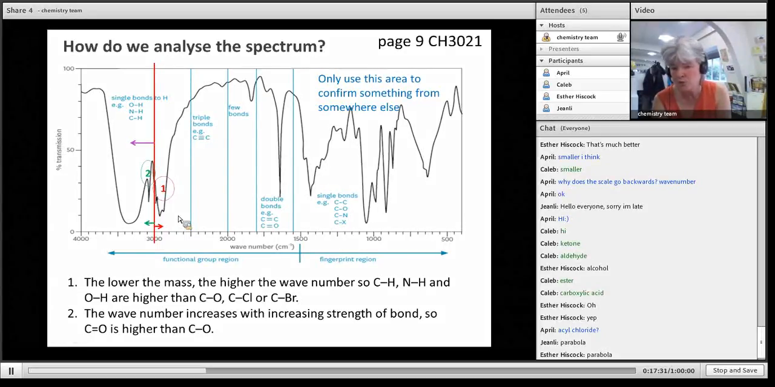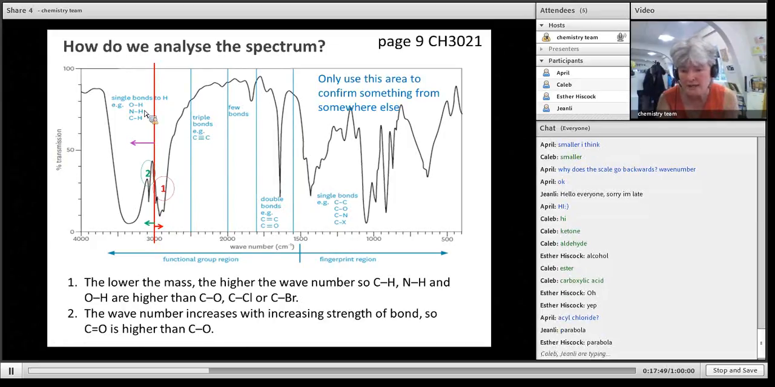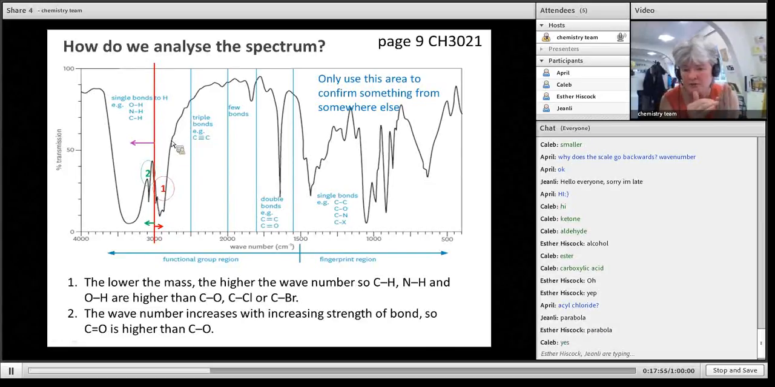It's just as important to say what is not there as what is there. Then you look in this region, and that'll tell you whether you have an OH or NH, because the CH is over here that we've done there. So it'll tell you whether you've got an alcohol, an amine, an amide, or a carboxylic acid, because all of those would have either an OH or an NH. Is that clear?